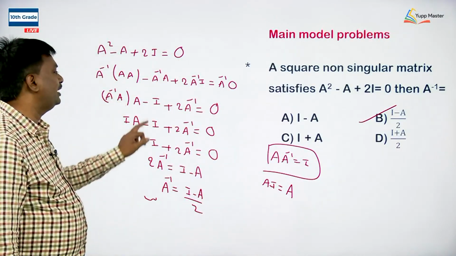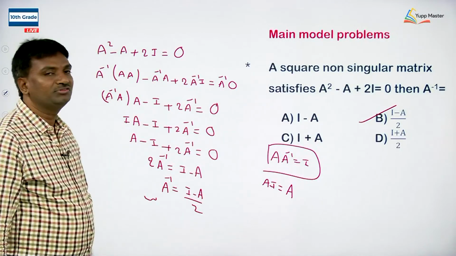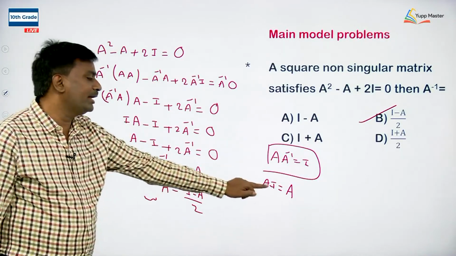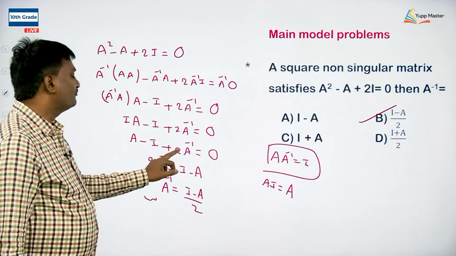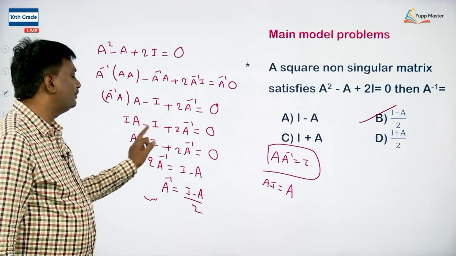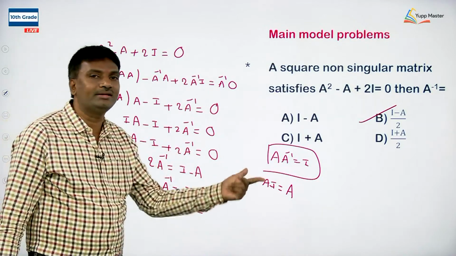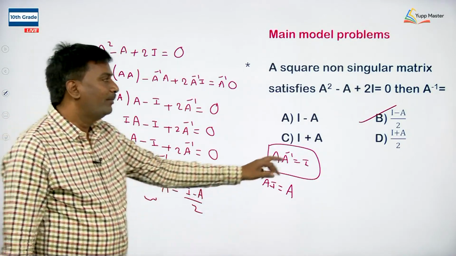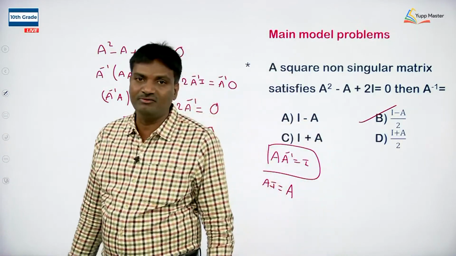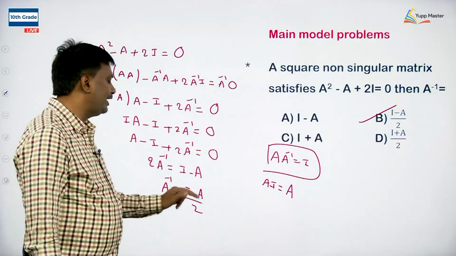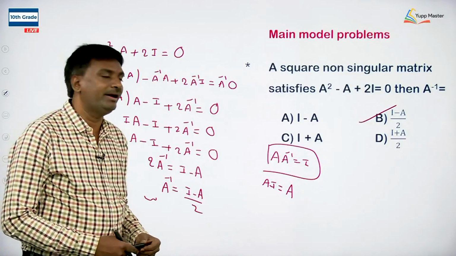So that's why I into A minus I plus 2 into A inverse equal to O. Again, I into A can be written as A minus I plus 2 into A inverse equal to O. So from this we can write 2A inverse equal to, by taking these two terms to the RHS, I minus A. But here we have to get the value of A inverse. To get A inverse, let us divide on both sides by 2. So A inverse equal to I minus A by 2.